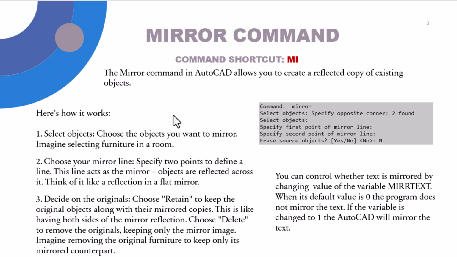Another thing with the mirror command is when you have text within the objects that you're going to create the mirror with. In this case, by default, the mirror command doesn't reflect the text, and it is controlled with a variable called mirror text. The default value is 0 and the text is not reflected. You can change that variable value to 1 and then the text is going to be reflected or mirrored.